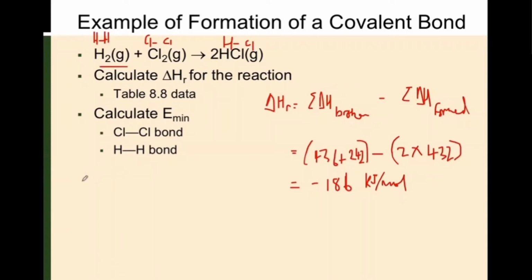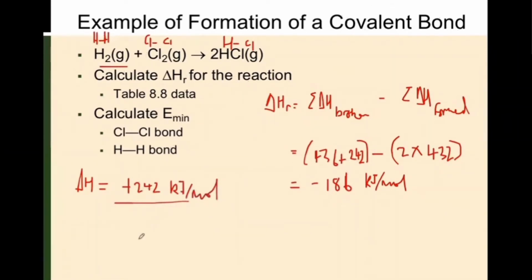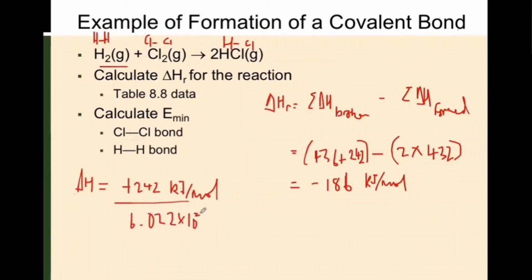So we know that delta H for the dissociation of a Cl-Cl bond is going to be plus 242 kilojoules per mole. So then we need to divide by Avogadro's number, so that's kilojoules per mole, all over Avogadro's number, which is 6.022 times 10 to the 23 for 1 mole.